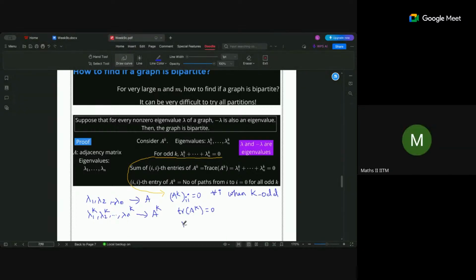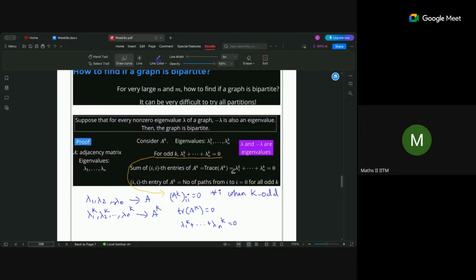So it means you have lambda 1 power k plus etc. lambda n power k is 0. That is why here you have lambda 1 power k plus etc. lambda n power k equal to 0. Okay, so it means what? You have the trace of A power k equal to 0.